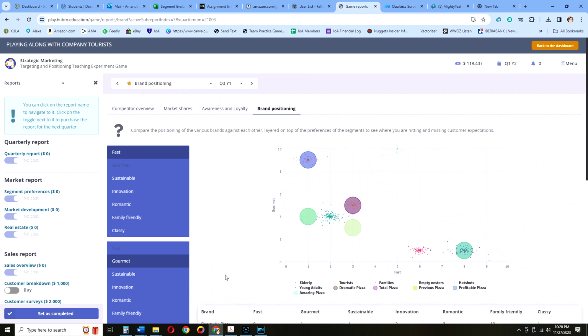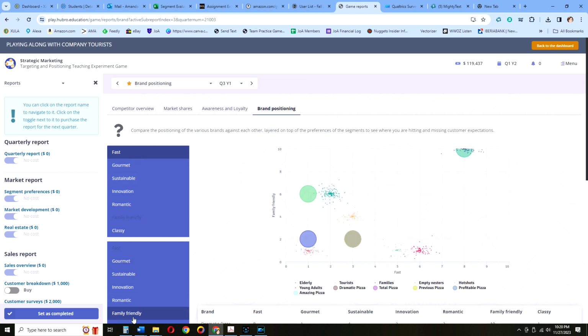What I usually do is start out by setting these two axes to show what the particular target audience I'm interested in cares about the most. Let's say we're going to look at the family target audience. We know that families care a lot about fast and a lot about family friendly. So now I have fast on the x-axis and family friendly on the y-axis. These dots represent our different target audiences, and if you hover over them, they pop up with the label. The color coding of the target audiences is consistent as you switch through these different options.